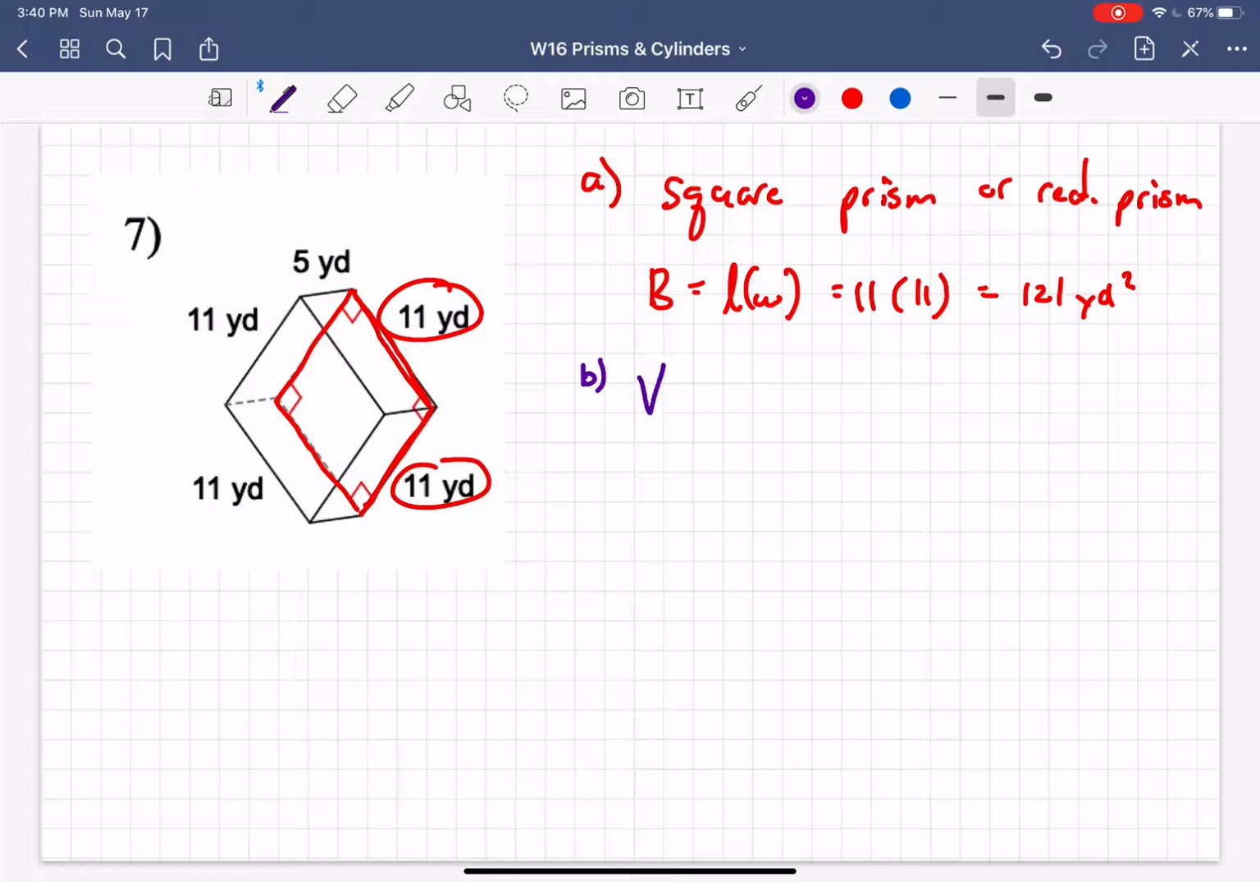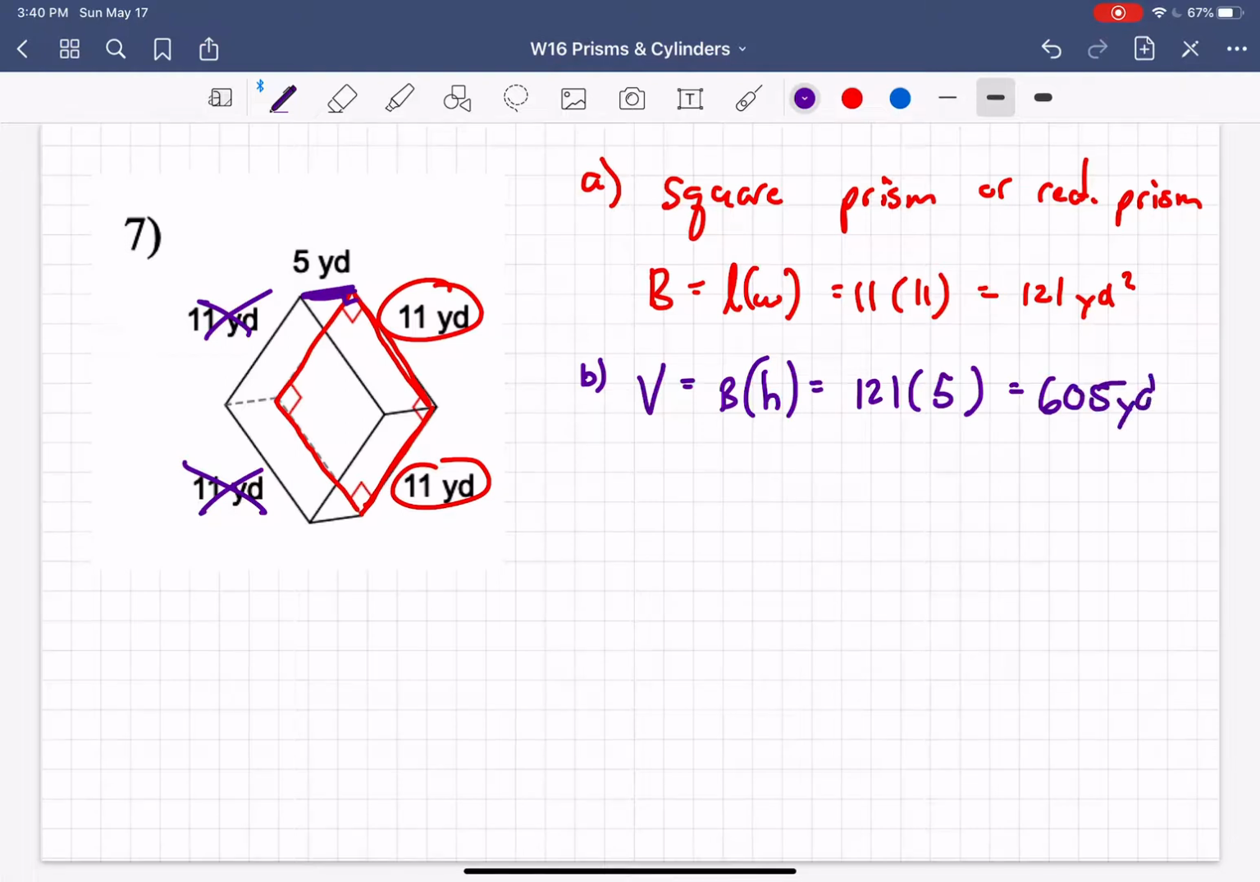our volume, capital V, is just the area of the base times the height of the prism. So here our area of the base is 121, and the height, not 11, we're looking for something that comes off of the base. So here it's perpendicular to the base, so the height of the prism is 5. So if we do 121 times 5, we get 605. Our unit is yards, and then we cube it because we're talking about volume.